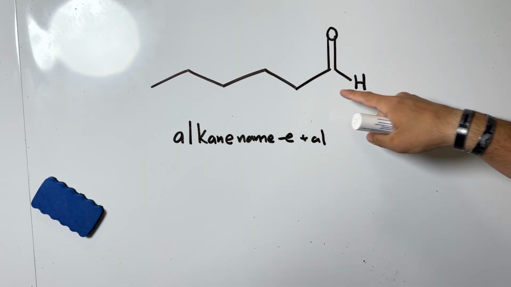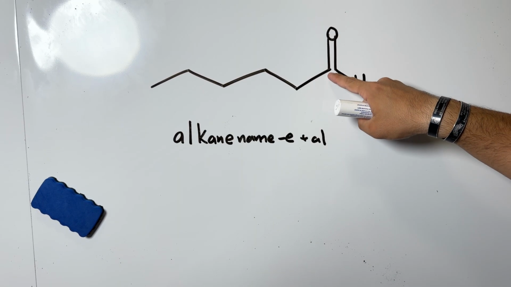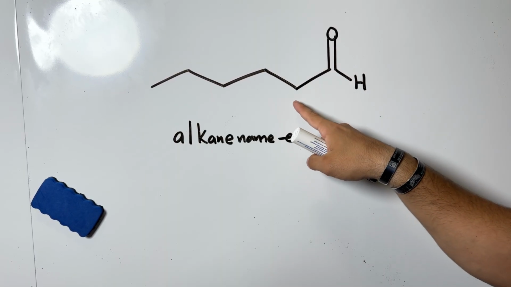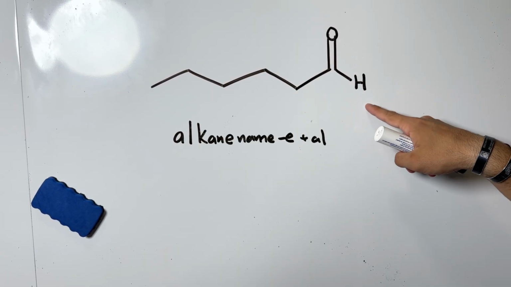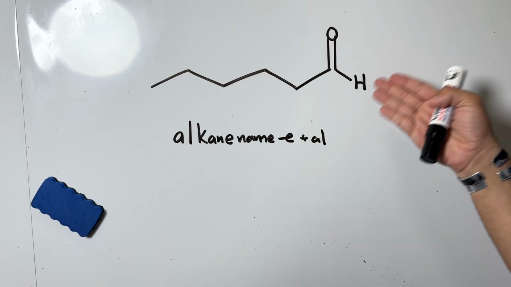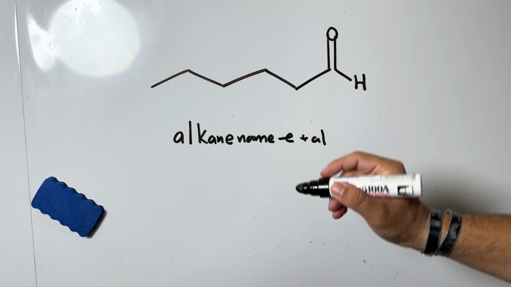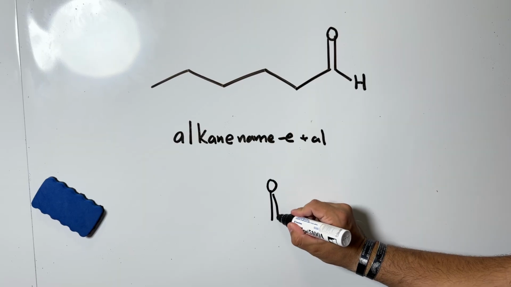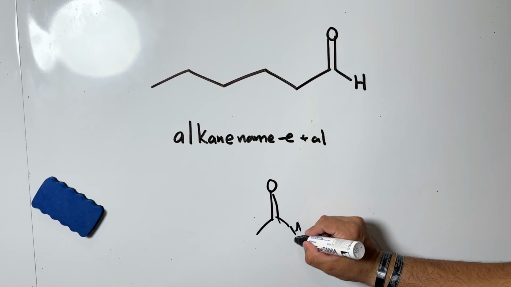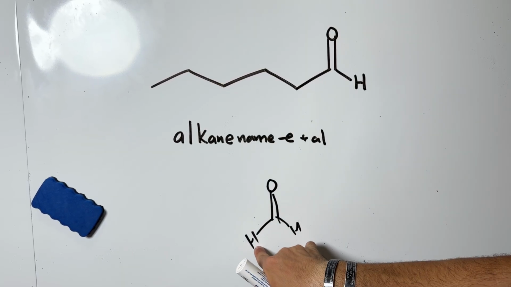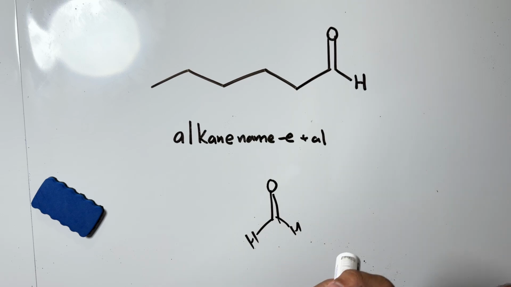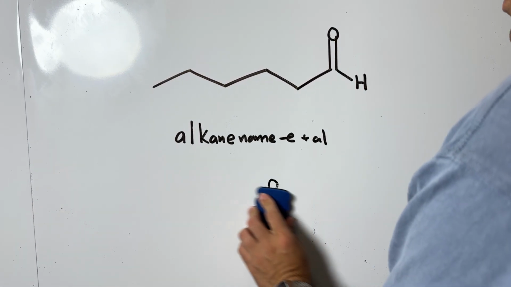So aldehydes are a carbonyl type functional group. As you see here, we have a carbon double bonded to an oxygen, bonded to a carbon on one side and a hydrogen on the other. That's our aldehyde. Now there is a simpler form of aldehyde known as formaldehyde, and it looks like this. It's a carbonyl with a hydrogen on either side. That is formaldehyde. It's the simplest aldehyde.